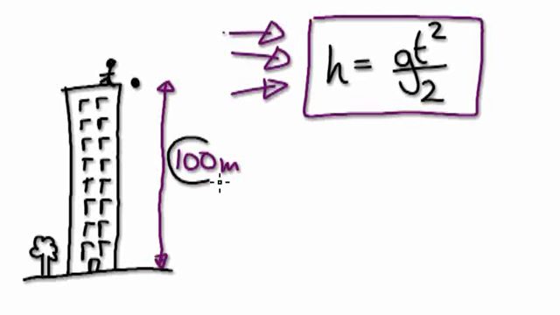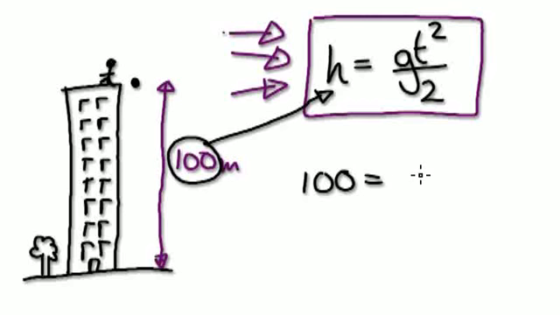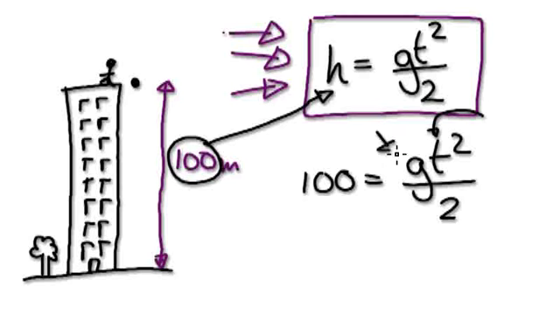So here, the height of the building is h, so let's put the 100 into the h. So it would be 100 equals gt squared over 2. Remember, t is what we're trying to find out. g is gravity on Earth. Think of it as always 9.8, because we're on Earth. If you're on the moon, then it would be something different. But because this building is on Earth, we are going to use 9.8.